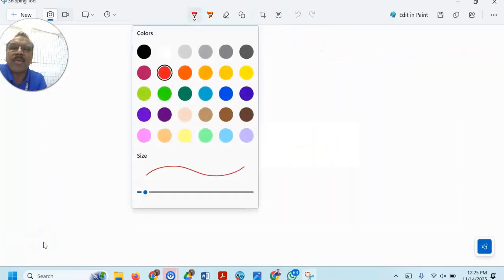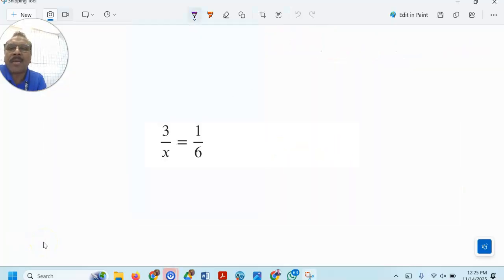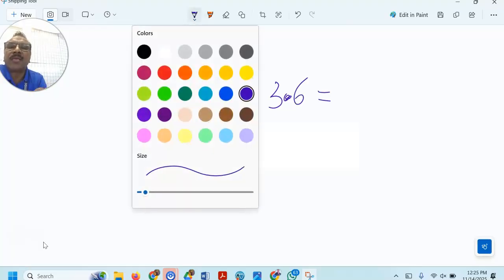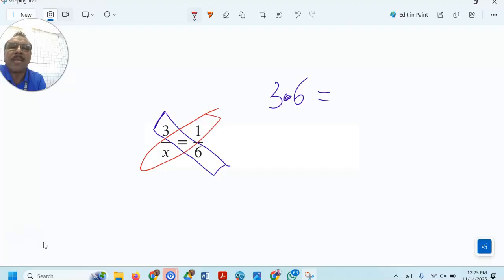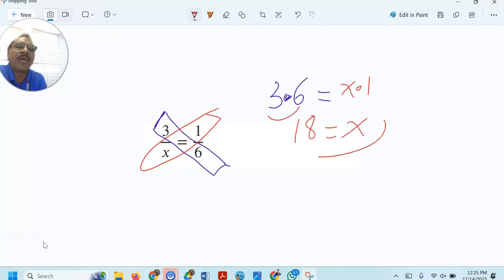So the second question, hopefully you have done the work. So first step is you do the cross product. So this will be 3 times 6. I'll use the color to show. The other one is this one. Okay, so that is x times 1. And see, it takes just one step to get the answer. 3 times 6 is 18, x is 18, and you're done. That's all it is. So sometimes it is so simple. Okay, let's go to the next one.